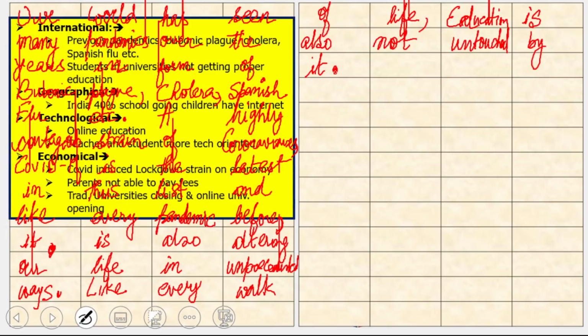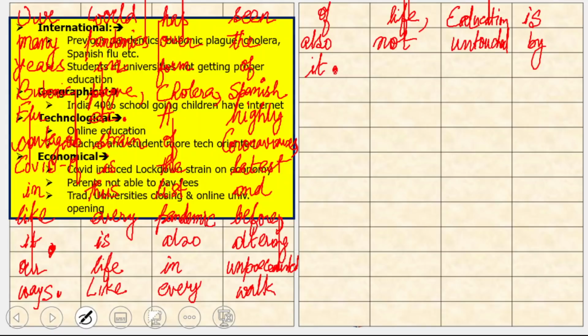Let's bring the points this side. We will not be able to look at them because I have written over it, but we will get an idea about it. And the points here say that in India 40% of school going children have internet, then university, online education. So basically most of my points relate to school and college or university education. So now I have decided that my body should have a school education part and a college or university education part, right? So my body would be divided into two paras, in which one I will be referring to school education and the other to college education.